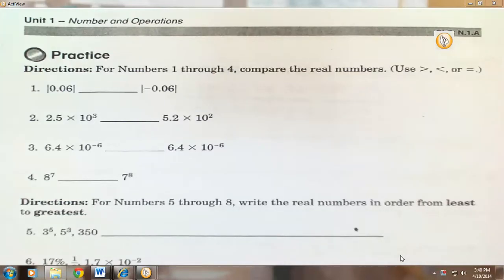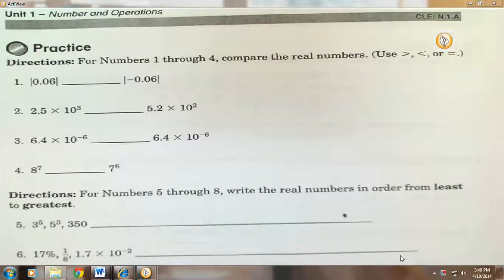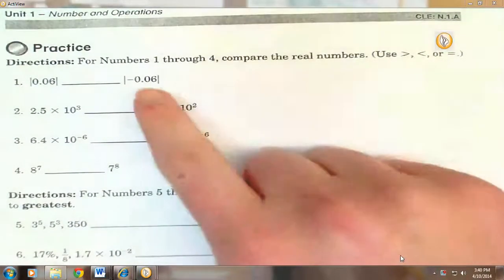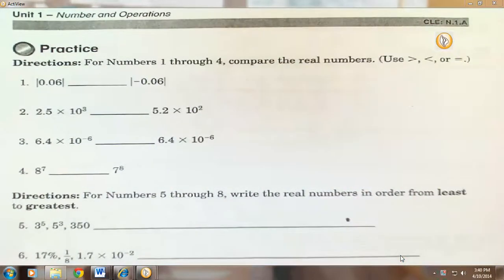So let's just walk through this. There are 3 pages that you are going to need to complete. You should have plenty of time in class to get this finished. Just want to reiterate what a few of these things mean. If we see these bars around a number, that means absolute value. Remember, absolute value is not the opposite. Absolute value means how many units away from 0 is a number.